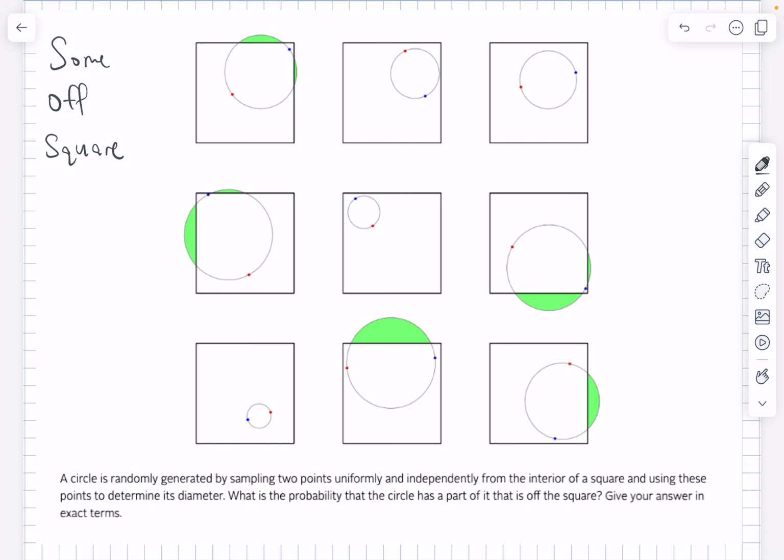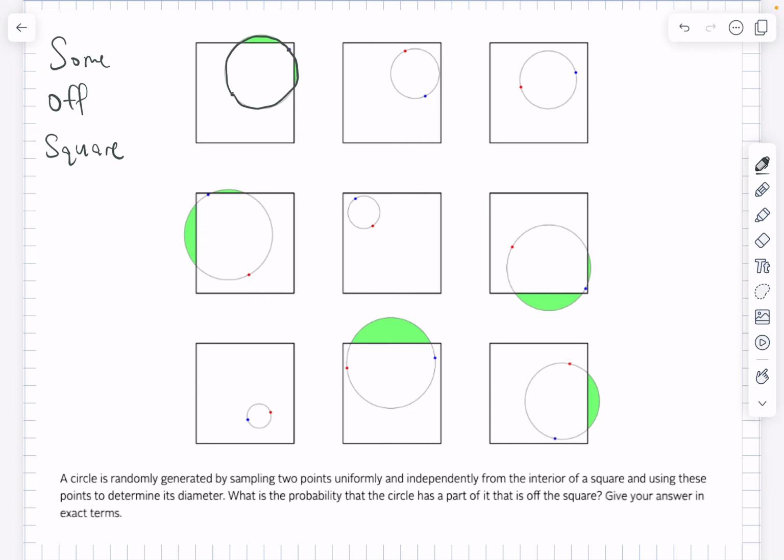A circle is generated by sampling 2 points uniformly and independently from the interior of a square, and using these points to determine its diameter. So we choose 2 points, like the red point and blue point here, and we use them to determine the diameter of a circle. In example 1 here, we would draw a circle using that as the diameter.